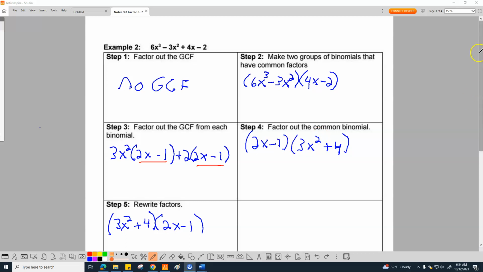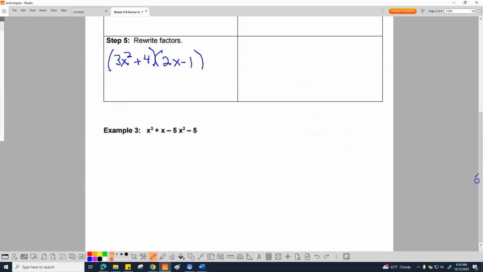All right, this was example 2. I'm going to scroll down to example 3, and we're just going to get to it. So factor out the common GCF. In this case, there is no GCF on this. So no GCF.